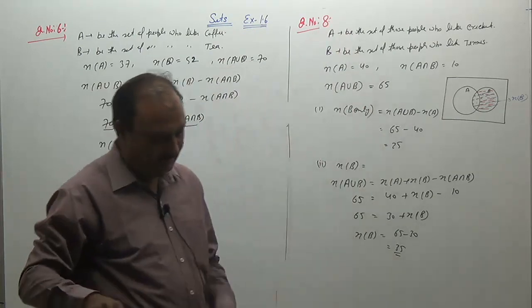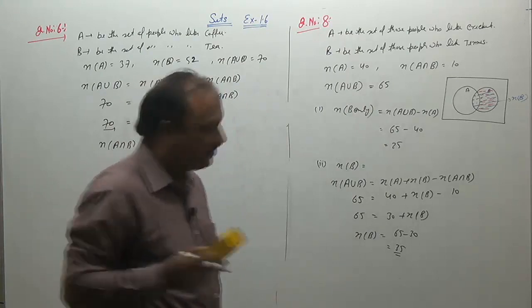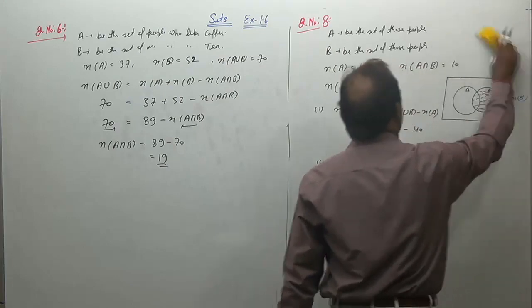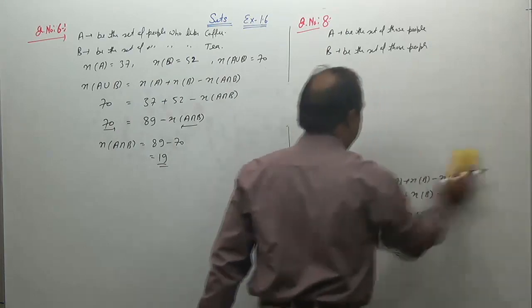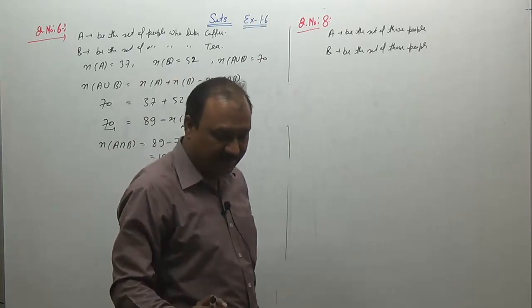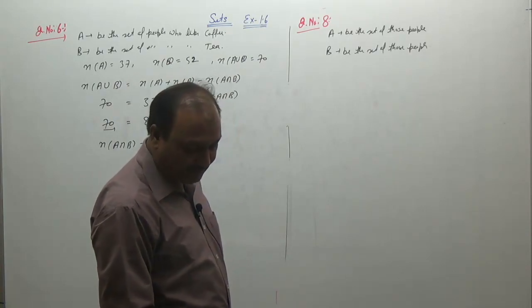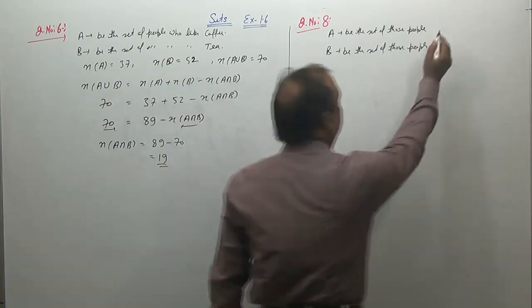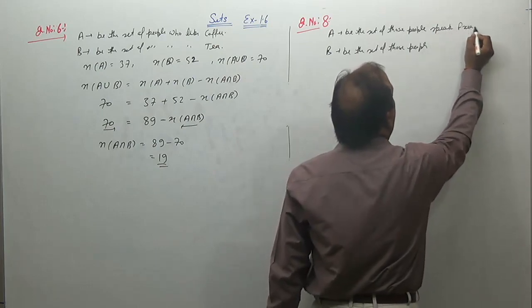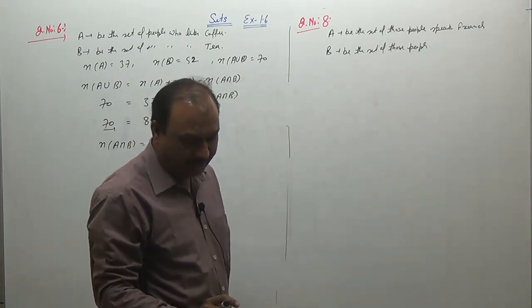Question 8 is, in a committee 55 people speak French. So here also we define the sets. First we have to define the sets here too. Let us suppose there are two sets, set A and set B. So first, A is the set of those people who speak French. And B is the set of those people who speak Spanish.